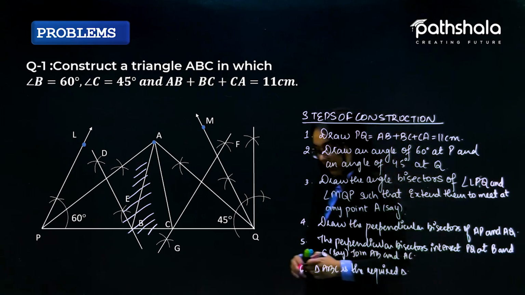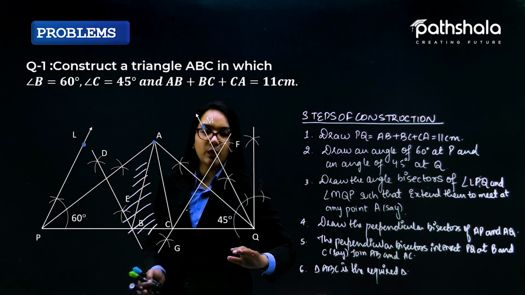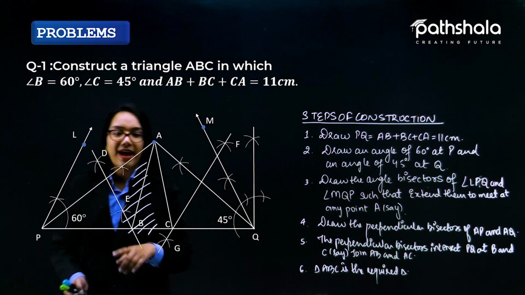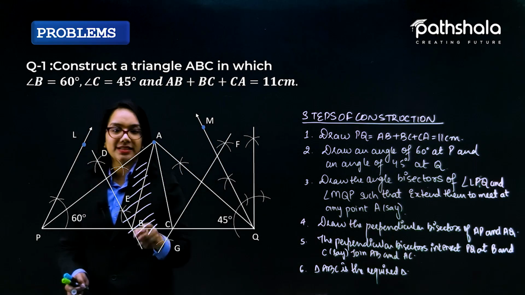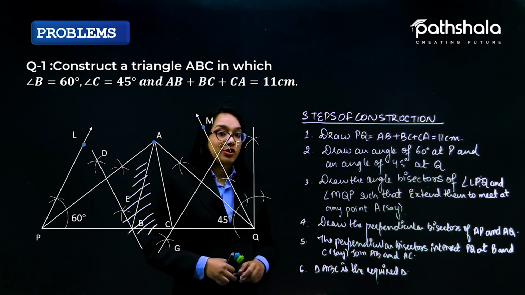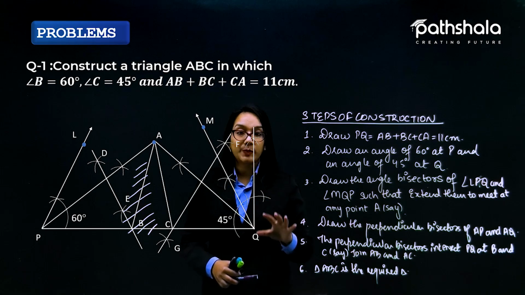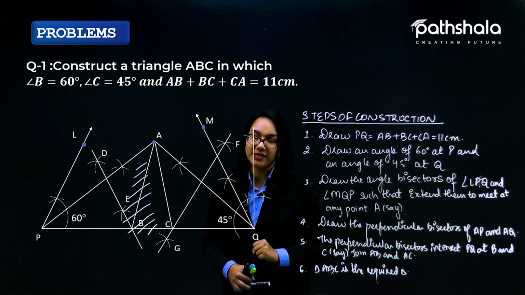So this is the required triangle. Always remember, PQ is equal to 11 centimeters, and angle B and angle C are 60 degrees and 45 degrees. So this is all about the construction of question number 1. I hope all the steps related to this construction of the triangle are clear to you.